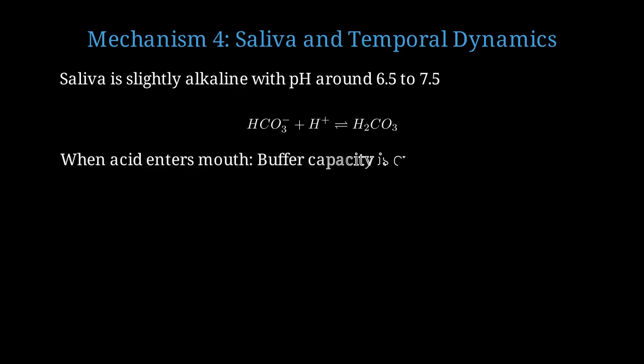When you add lemon juice to food, the acid temporarily overwhelms your saliva's buffering capacity. The local pH on your tongue drops significantly. This creates what we call a temporal pH gradient. The pH changes over time as your saliva works to neutralize the acid.